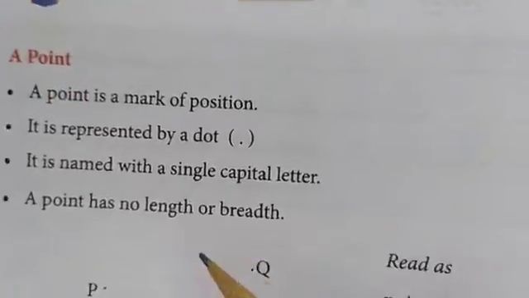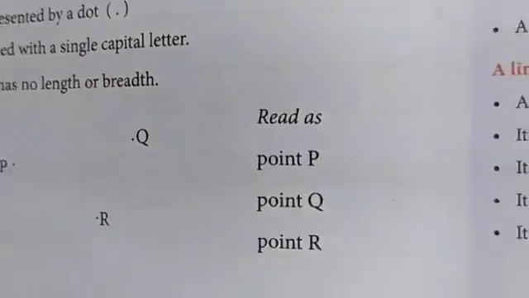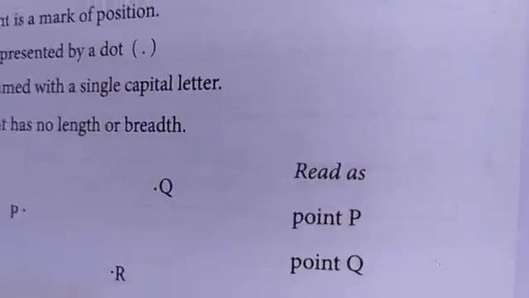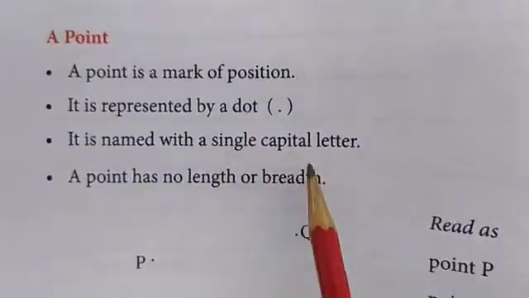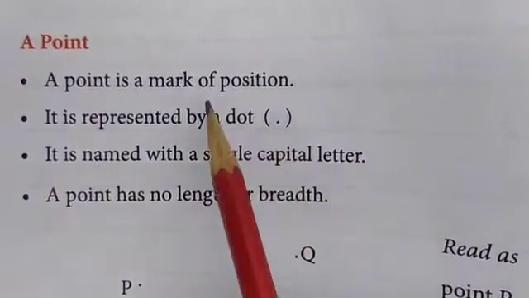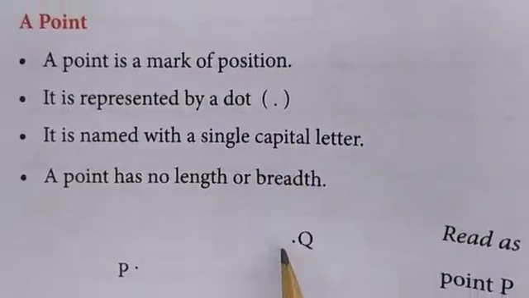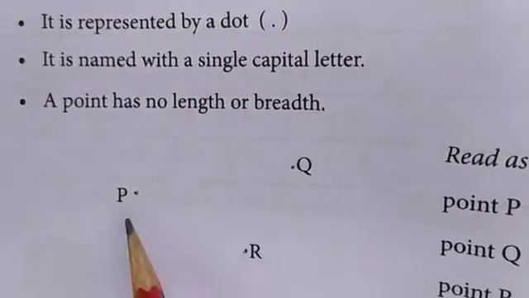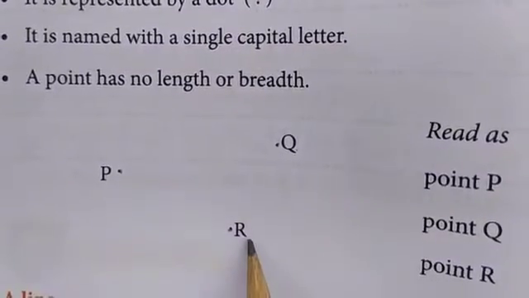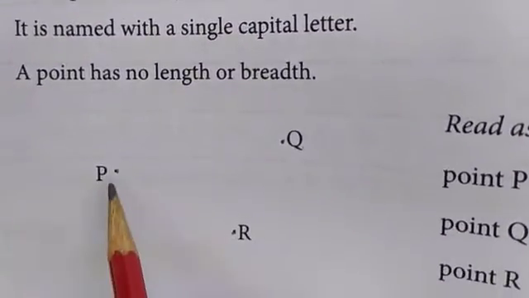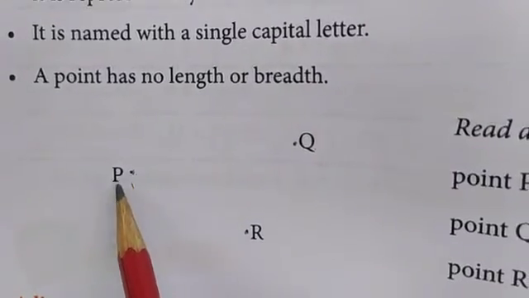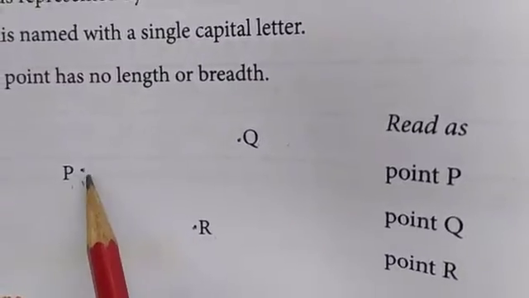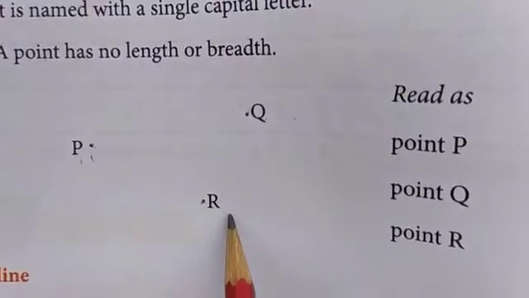Our new chapter is basic geometry. In this chapter we are going to learn about the point, line and all the geometry. First we will see what a point is. A point is a mark of position. It is represented by a dot, and points are denoted with capital letters. How will we read these? Point A, point P, point Q, point R.